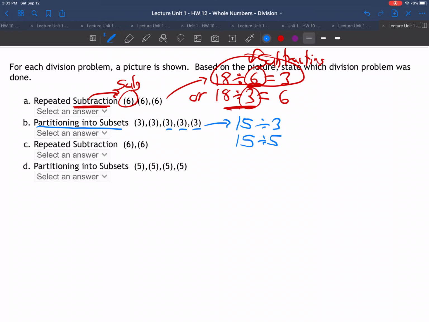So I'm not supposed to look at that first number and think about subtraction. I'm supposed to think about how many sets we have here. How many sets do we have here? 5 sets. So I'm dividing by 5. Do you see the difference now? Is it becoming more clear?